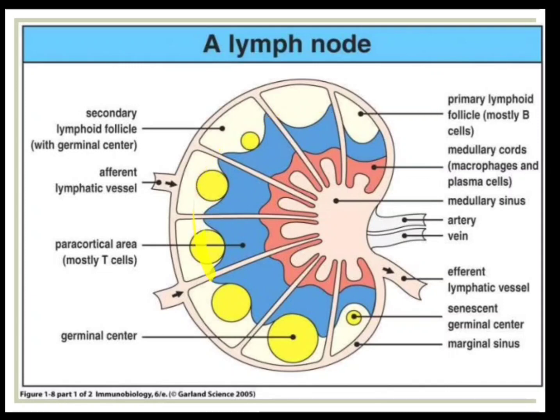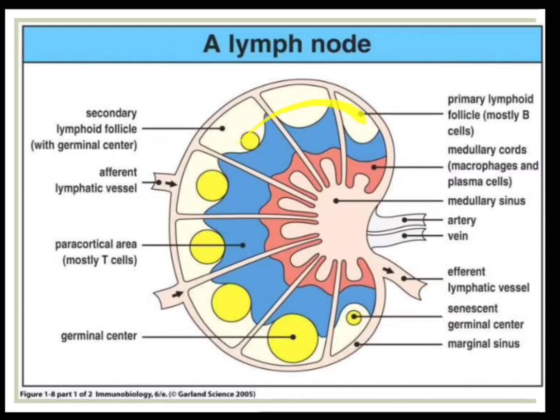Now, if we are moving to the inner cortical region, I said the cortical region is divided into outer and inner. The inner cortical region is also called the paracortical region, which mainly has the T cells, the T lymphocytes, which are already matured in the primary lymphoid organ, that is the thymus, and from there the T lymphocytes are present here.